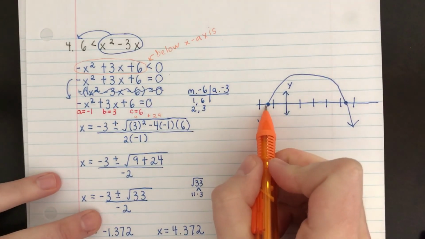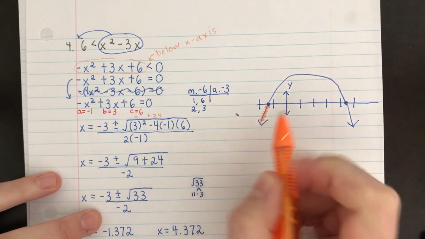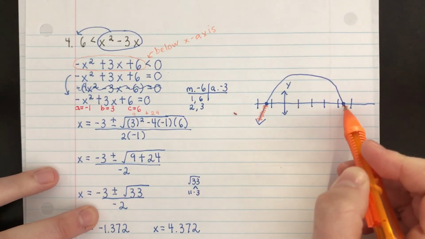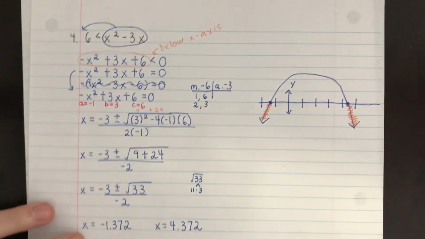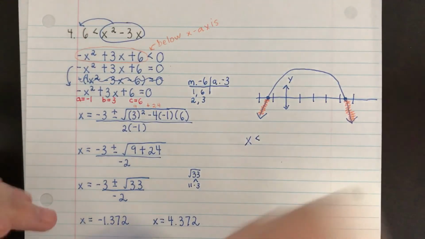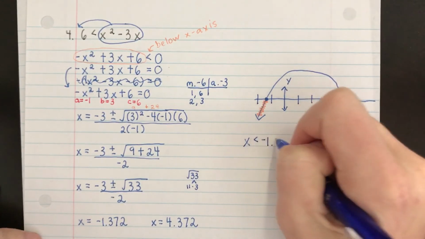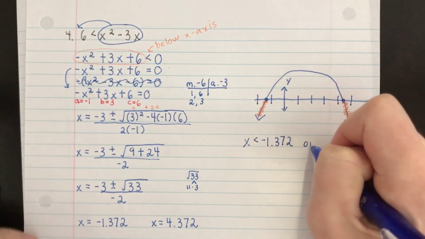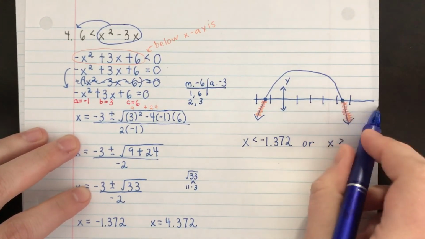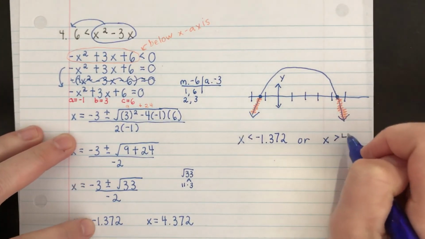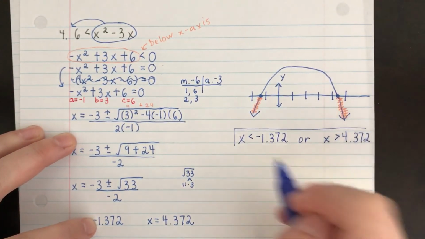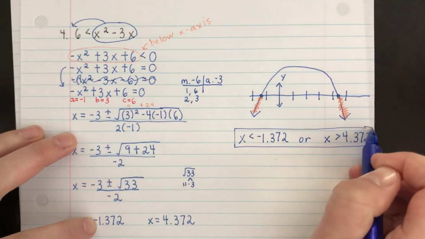So below the x-axis would be here, and then here. So this is going to be when x is less than negative 1.372, or when x is greater than, my x values are getting greater to the right, 4.372. So that's my answer for this one.